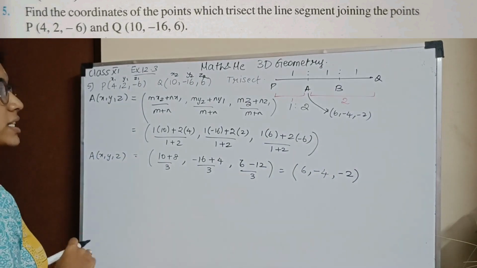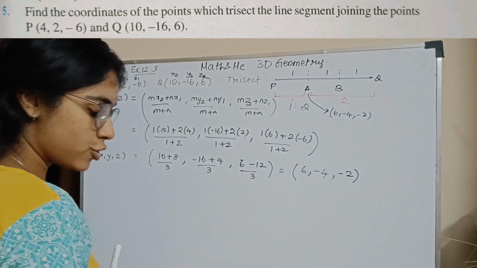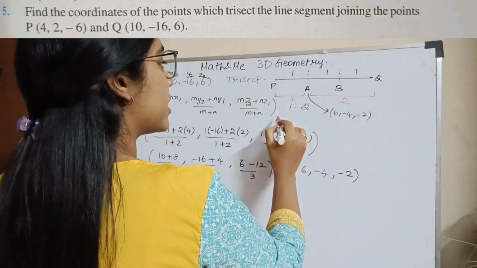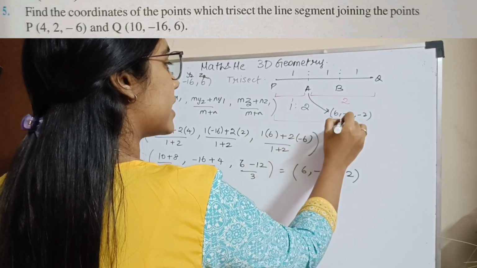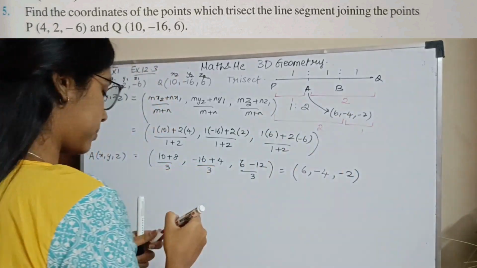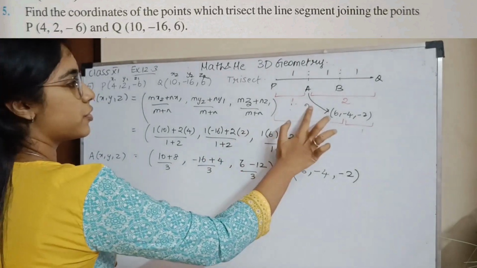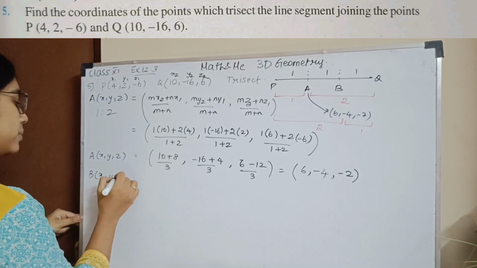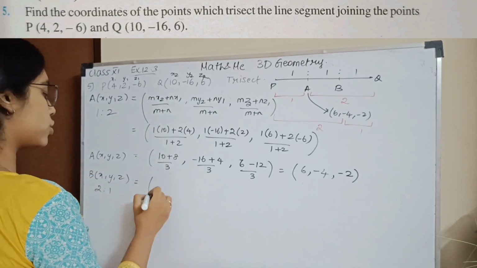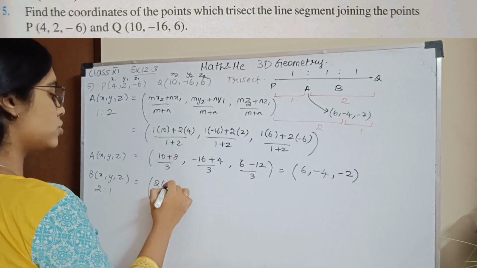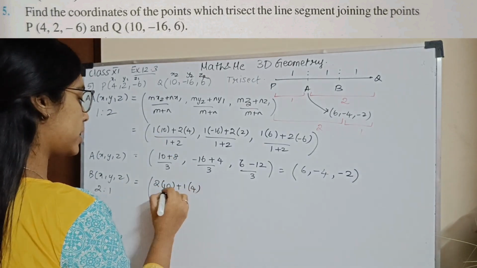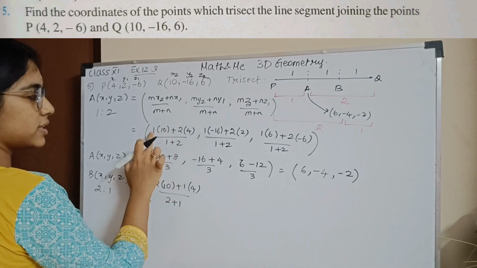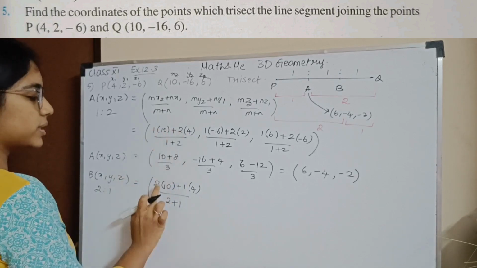Now we have to find B. So when it comes to B, it divides the line segment PQ in the ratio 2:1. Correct? So for A, it is 1:2. For B, it will be 2:1. So what will come? Substituting the values, m x2 plus n x1 divided by m plus n. Okay? At this place, the x2, x1 values don't change. Only the m and n values will change. So instead of 1:2, I have 2:1.